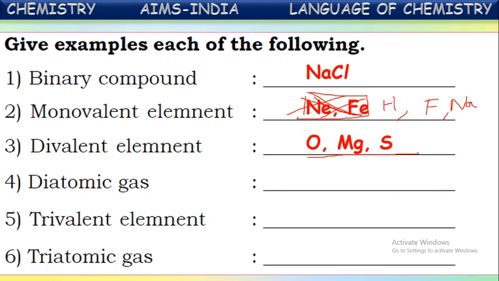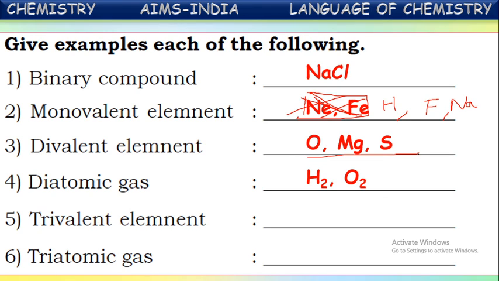Next, diatomic gases. Diatomic gas means the gas which is having two atoms in its molecule is called diatomic gas. Can you give an example for diatomic gas? See here, hydrogen. In this molecule of hydrogen, there are two atoms of hydrogen. So it comes under diatomic gas. Even oxygen also has two atoms in its molecule. These are all F2, Cl2, N2. These all are diatomic gases.